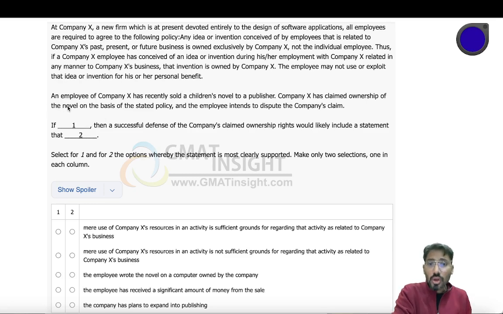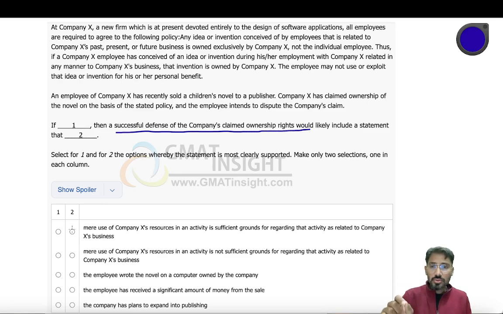The question here says an employee of Company X has recently sold a children's novel to a publisher. Company X has claimed ownership of the novel on the basis of the stated policy, and the employee intends to dispute the company's claim. Now you have to be very, very careful. If dash, so one of these statements has to fit here, then the successful defense of the company's claimed ownership right would likely include a statement. That means we have to choose one of these statements based on the successful defense of the company's ownership of that children's novel.